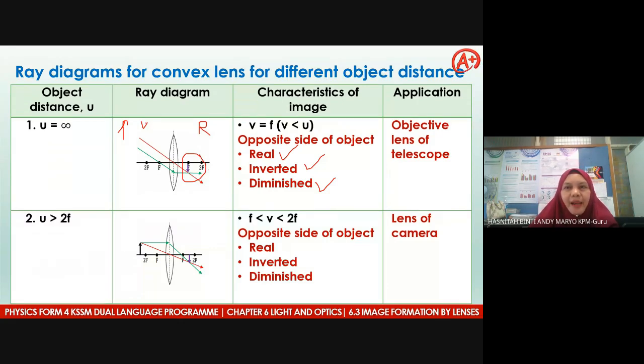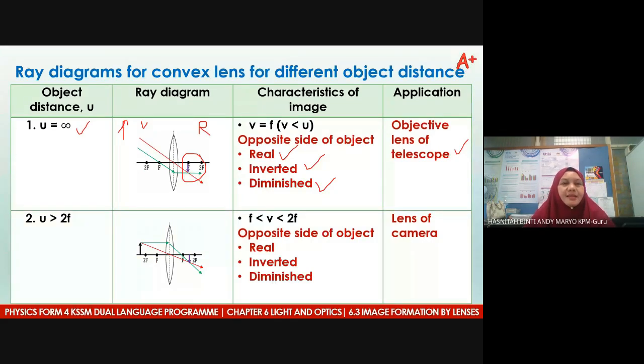So where do we apply this? We apply this in the objective lens of a telescope. A telescope is used to observe a very distant object, where the object distance is at infinity.